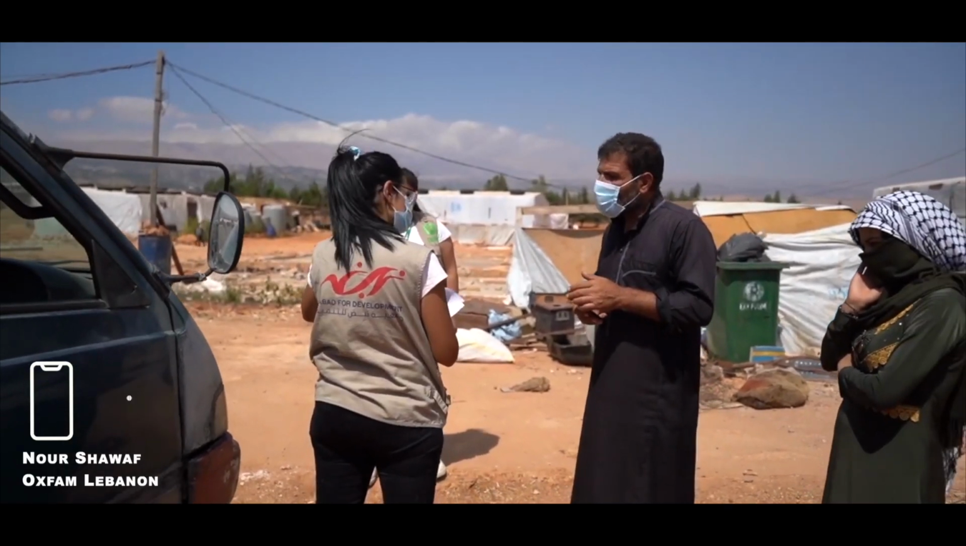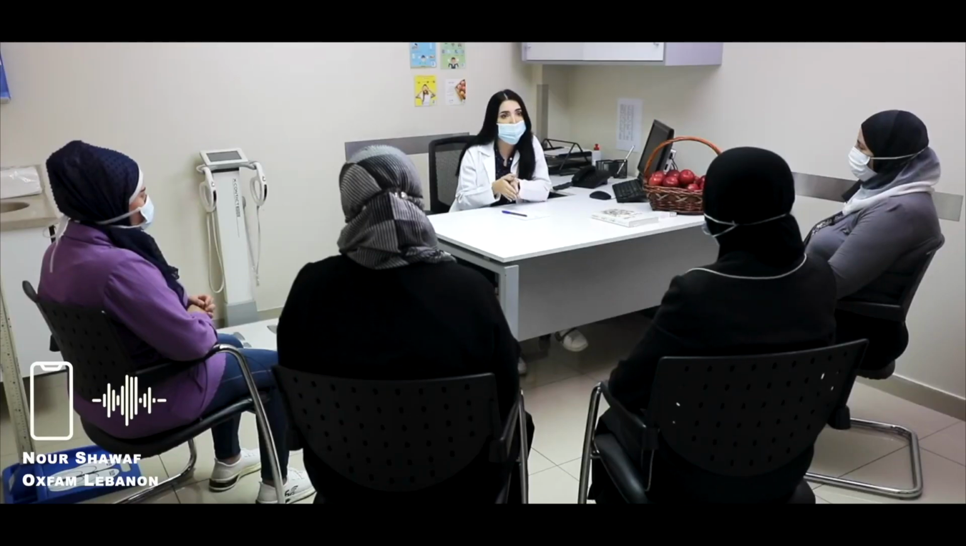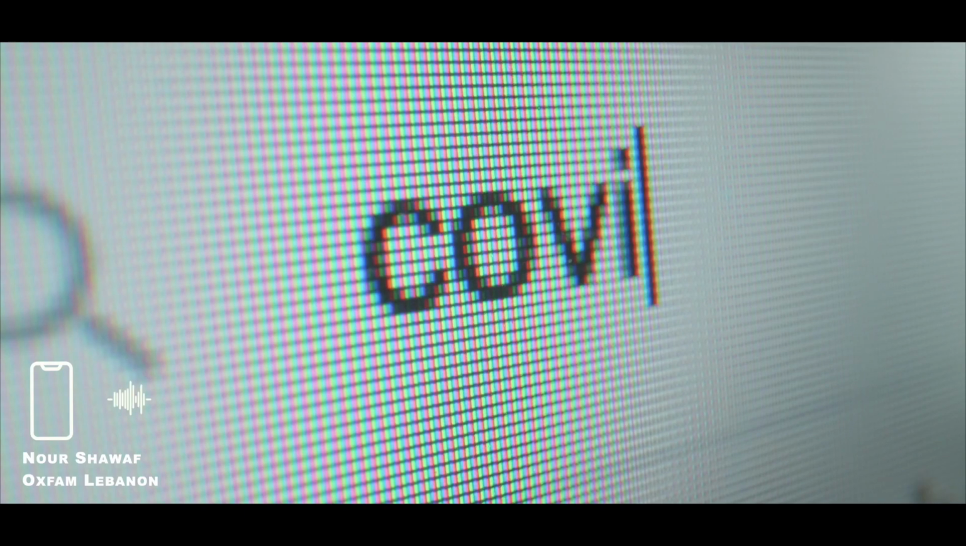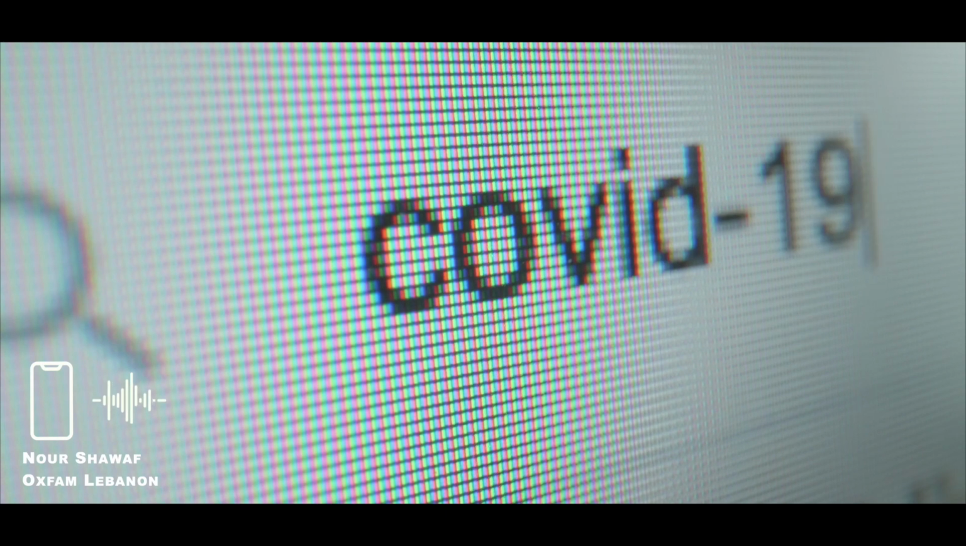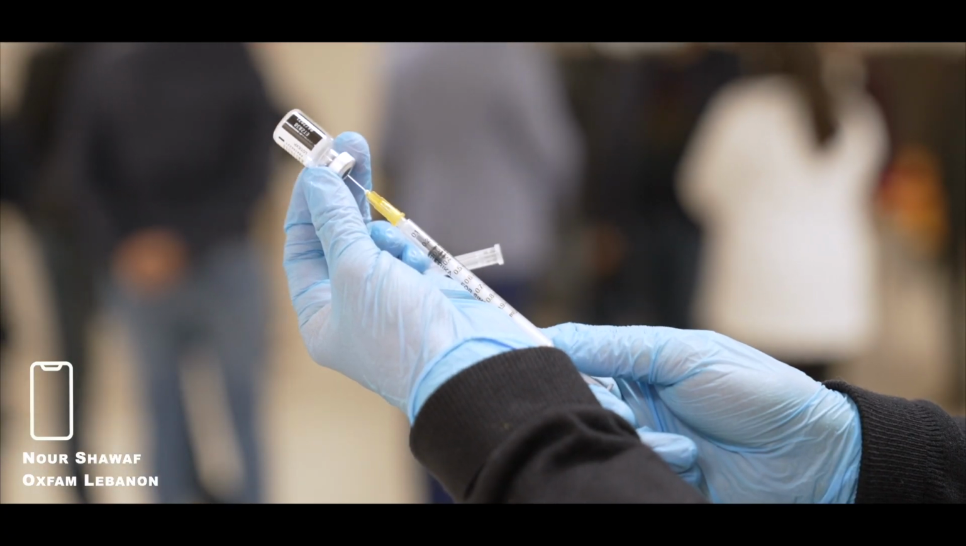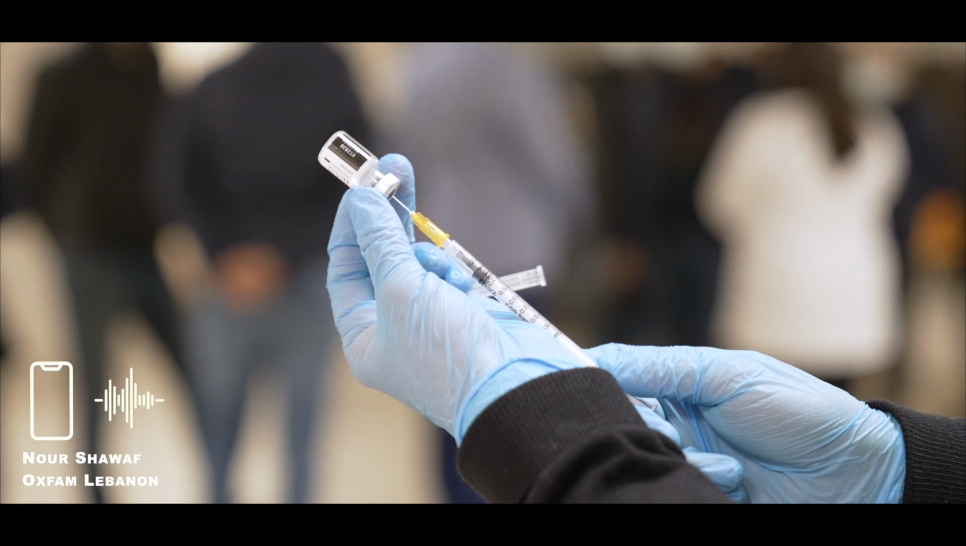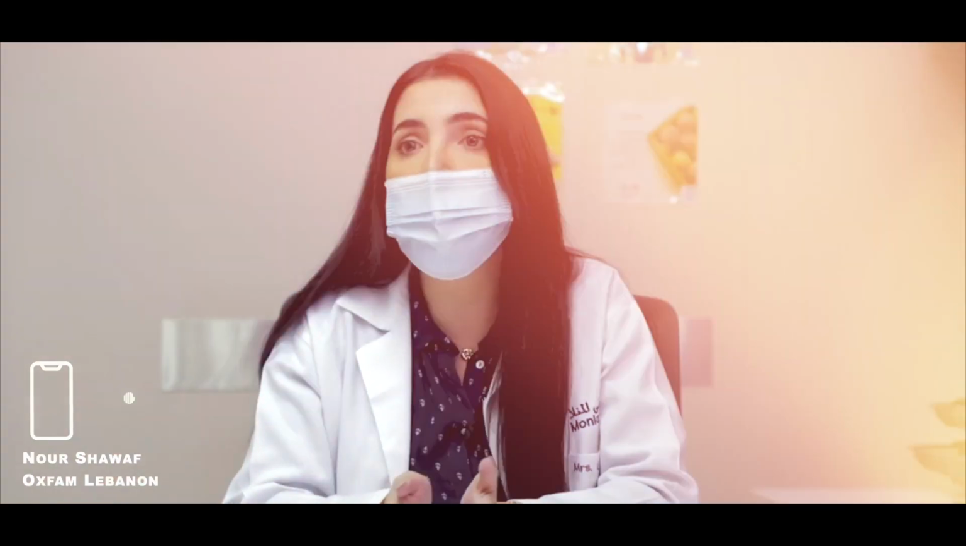So we did receive a lot of flexibility from our donors on facilitating access to vaccines before it became available to the refugee community. So we were prepared, and this is what helped us move forward with it quite quickly.